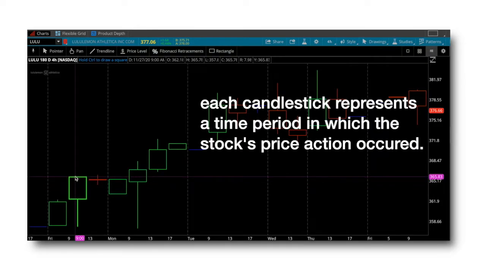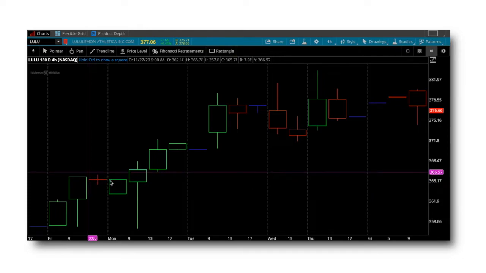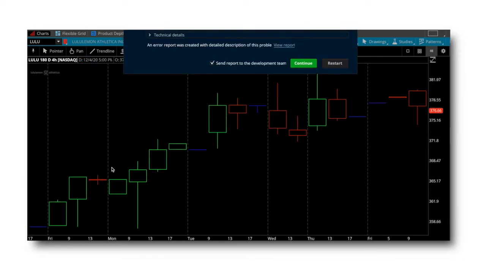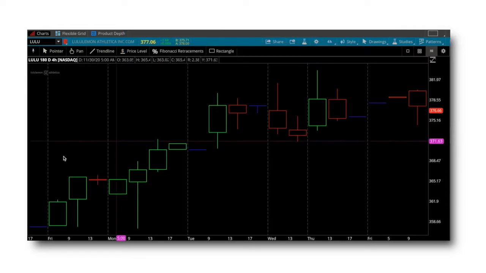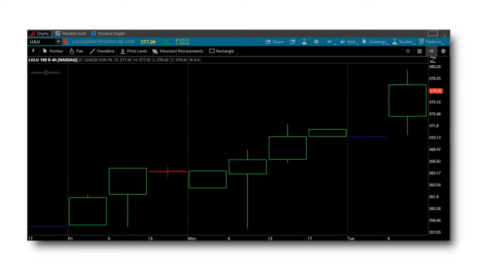Where that closed, the very next candle opened right here, and I'm going to have to zoom into this to make it look a little bit clearer. Let's see if I can zoom into this. Oh, I guess it's not going to let me zoom into it. Oh, there we go.